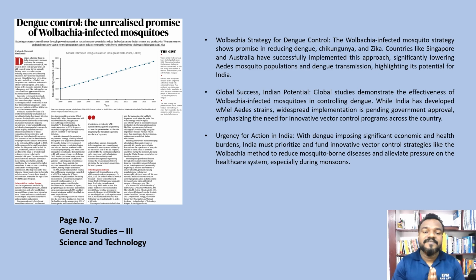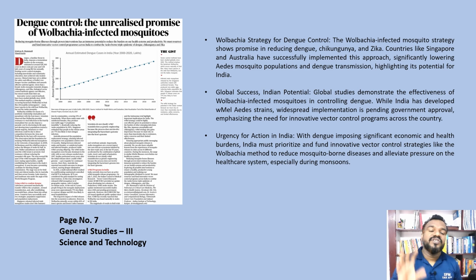Okay, so dengue transmission is actually increasing, which is a headache for the entire healthcare sector. So with dengue imposing significant economic and health burdens, India must prioritize and fund innovative vector control strategies like the Wolbachia method to reduce mosquito-borne diseases and alleviate pressure on the healthcare system, especially during monsoons, because monsoon is the time where you will see all these kinds of infections and all these kinds of fever, etc. So most of the epidemics are actually happening during this particular time only. So in order to address this problem, this particular methodology or strategy will be helpful.